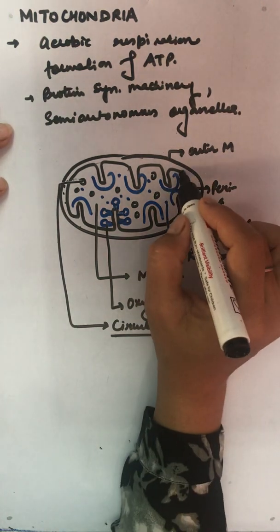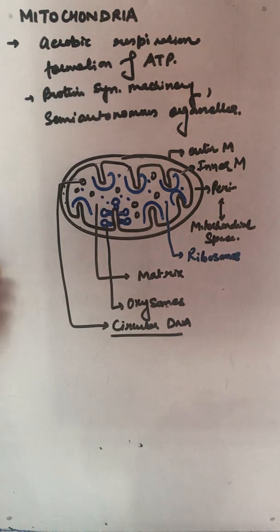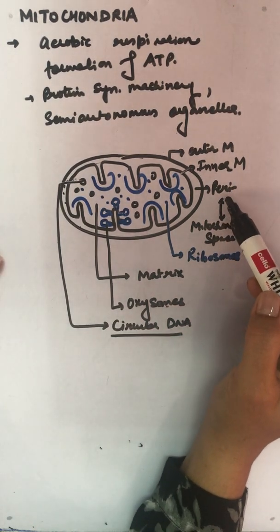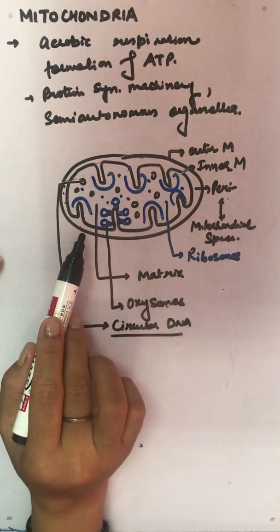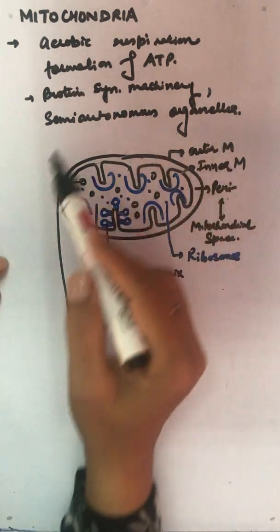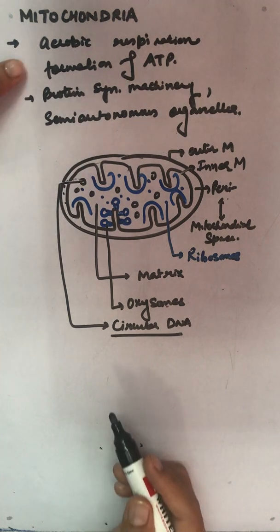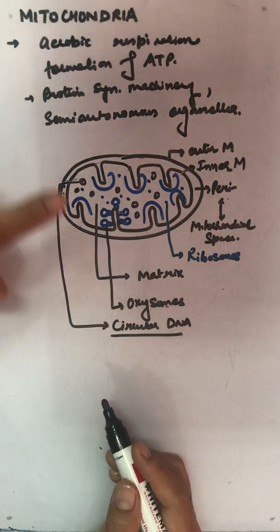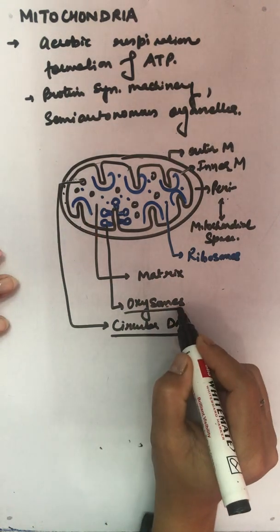So this is the outer membrane and this is the inner one. Outer membrane, inner membrane. In between is present the perimitochondrial space. Ribosomes are there, cristae, oxysomes, matrix. This is all about mitochondria. Here we say it is a double membrane structure and accounts for aerobic respiration, formation of ATP as well as storage of energy takes place here in the mitochondria because of oxysomes.